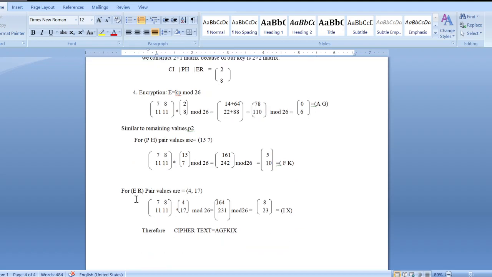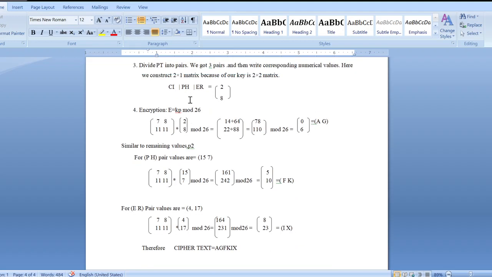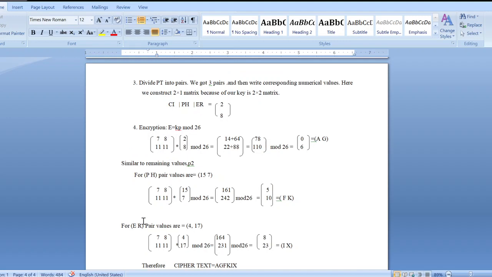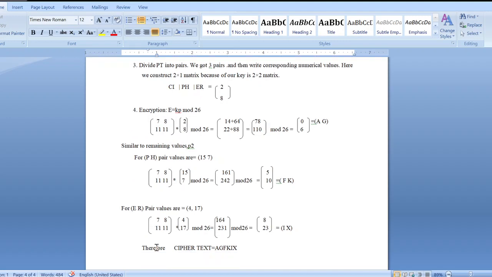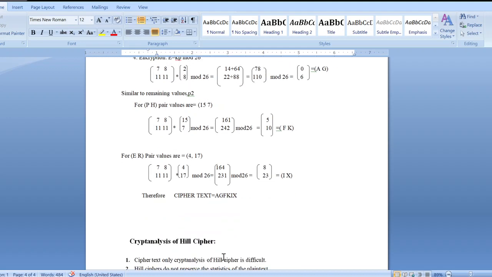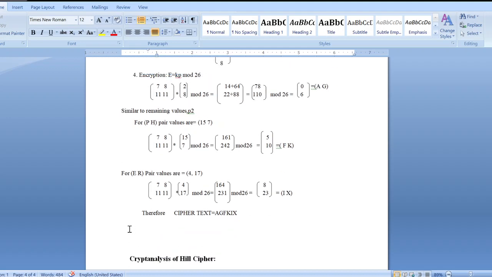In a similar way, I am converting the last pair, ER. The numerical values for ER are 4 and 17. Multiply the key matrix with 4, 17 mod 26. I got 8 and 23. The corresponding characters are IX. The ciphertext for the plain text cipher is AGFKIX. So this is about encryption of the Hill cipher.